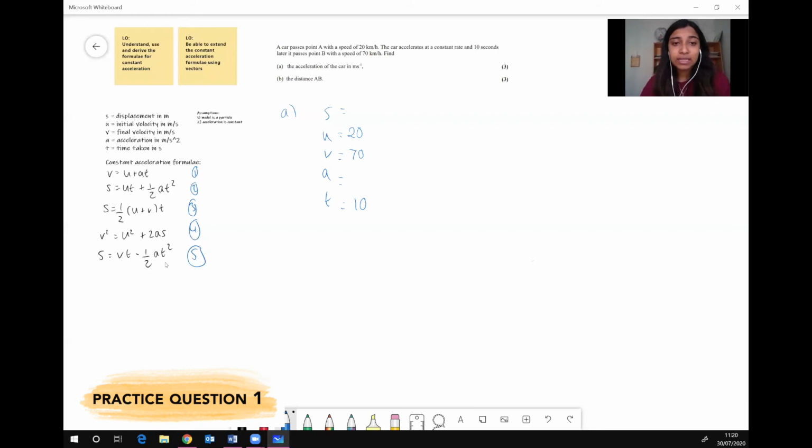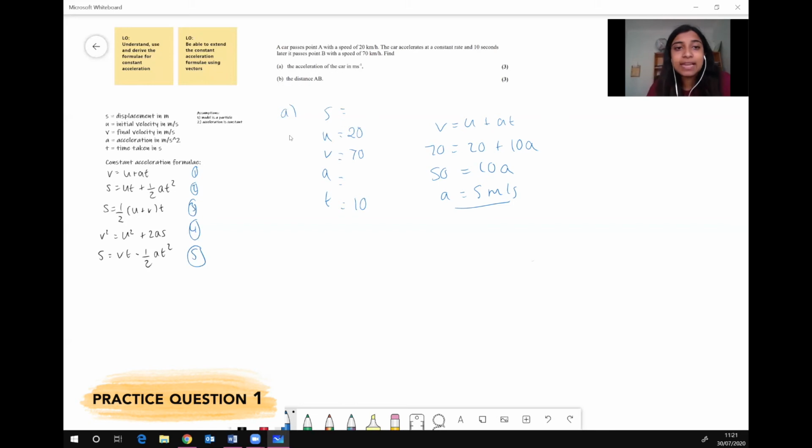So now we want to find acceleration using one of these equations. So you want to see which formula has everything apart from s, because we don't know that. So we know that the only equation we can use is v equals u plus at. So if we use our equation v equals u plus at and just plug in everything we have, we have 70 is equal to 20 plus 10a, so that means 50 is equal to 10a, so that just means a is equal to 5 meters per second squared. So that's our answer to part A.